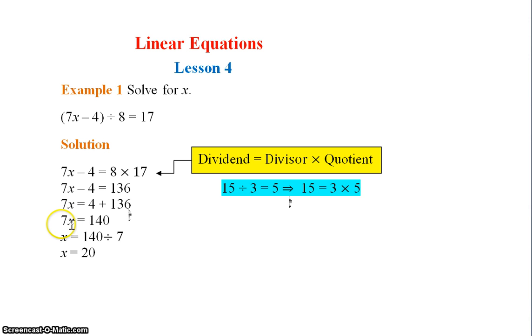Now, to find x, we have to divide 140 by 7, because x is the unknown factor, 140 is the product, and 7 is the known factor. To find the unknown factor, we must divide the product by the known factor. Therefore, to find x, we divide 140 by 7. The result is 20. This is the root of our equation.